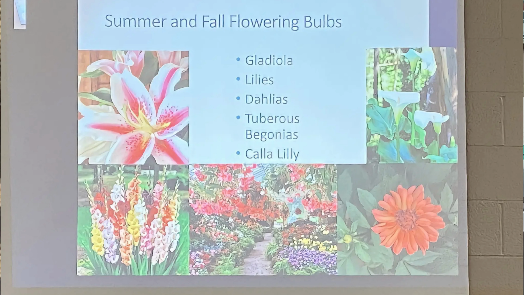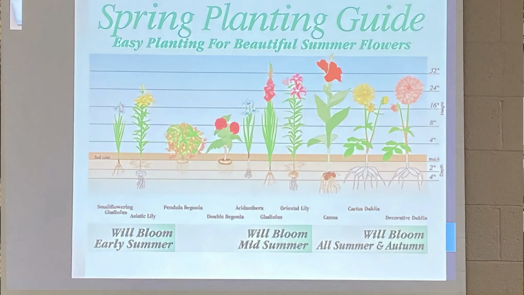Here we have long-time interest. Summer and fall flowering bulbs are gladiola, lily, dahlias, tuberous begonias, and calla lilies. And then here are some more spring planting guides for early planting for beautiful summer flowers. So this goes into early summer, midsummer, all summer, into autumn.